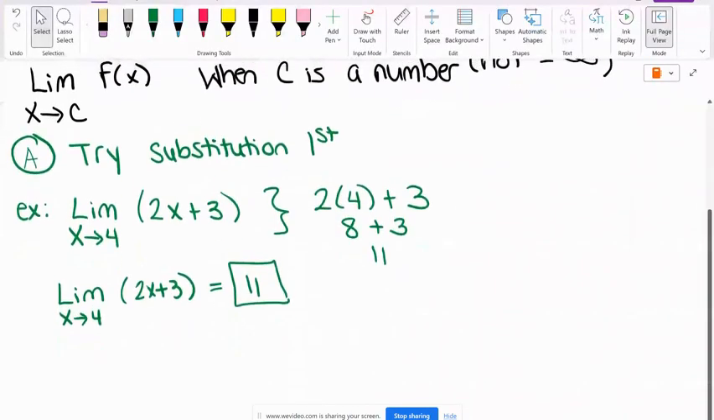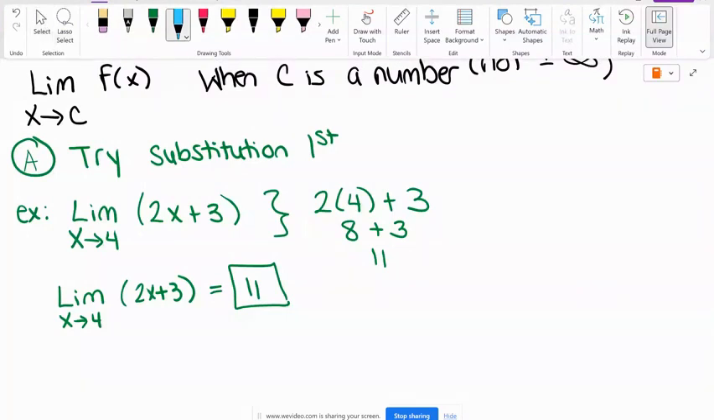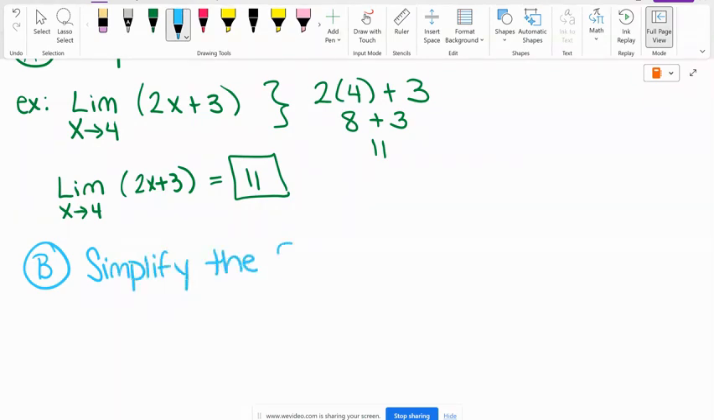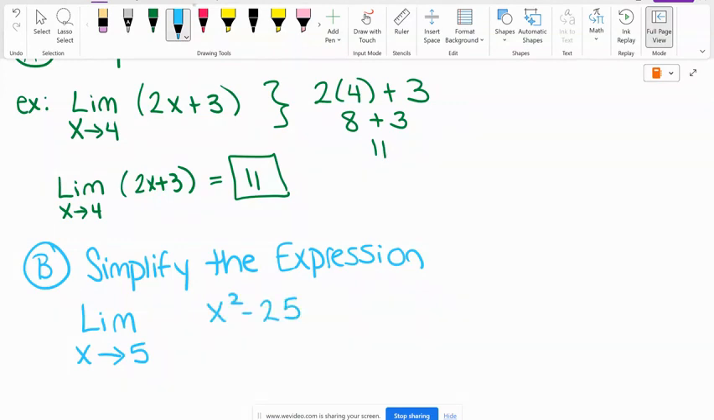All right, let's talk about our next scenario. And this is still all when x is approaching a real number. So our next option is to simplify the expression. So let's say I have the limit as x approaches 5 of x squared minus 25 over x minus 5. Write it down, and then I want to chat about it for a second.